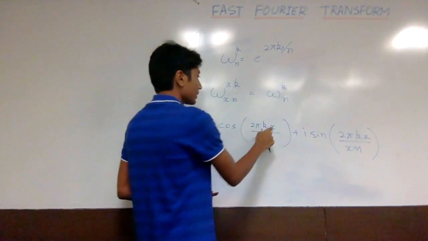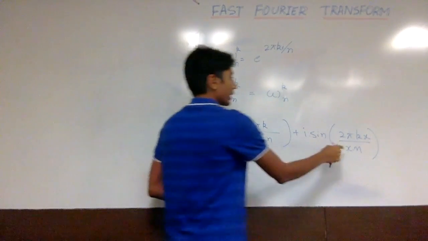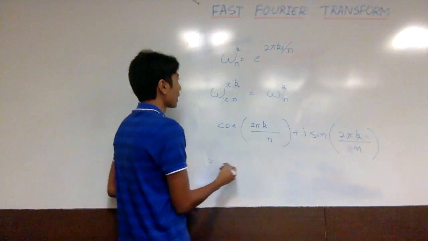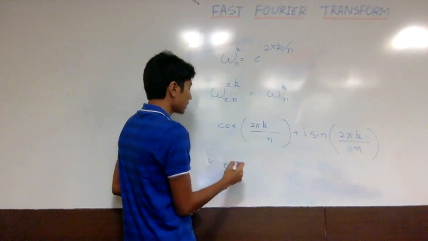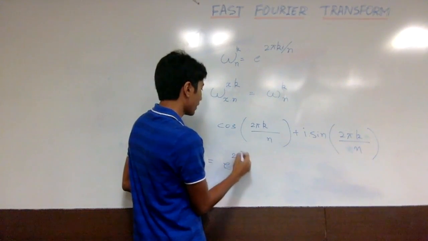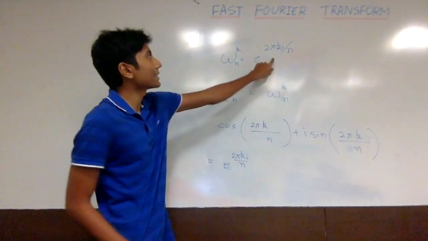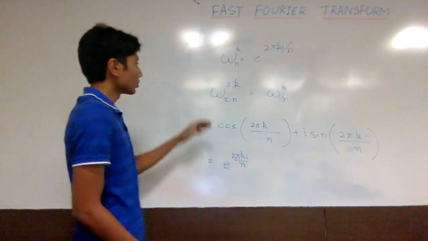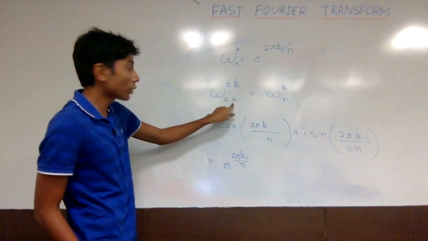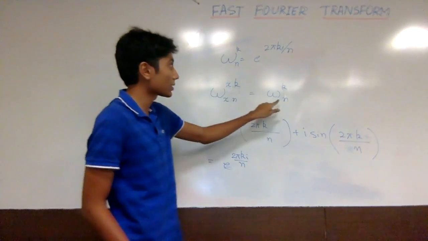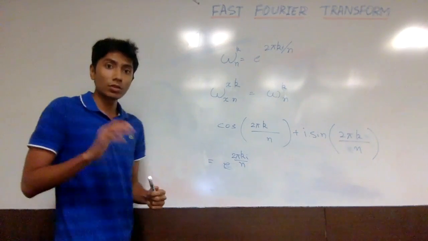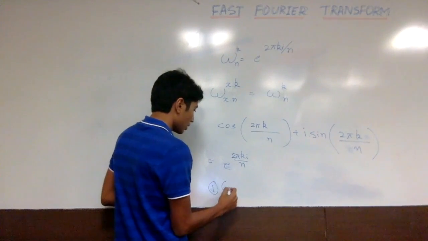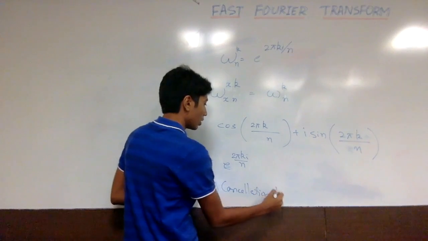What comes up? You take the x and x which are common and you cancel them out. What does this come out to be? Just e raised to power 2 pi k i by n, and that's exactly what this is, the nth root of unity raised to power k. So the x times nth root raised to power x times k is the same as the nth root raised to power k. That's the first important property, and if you read Cormen, this is called the cancellation lemma.